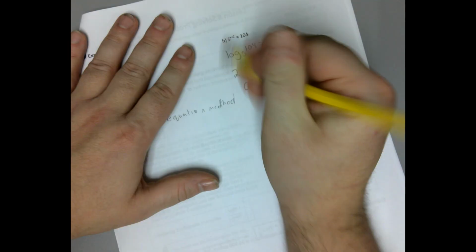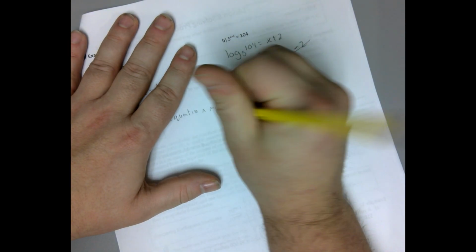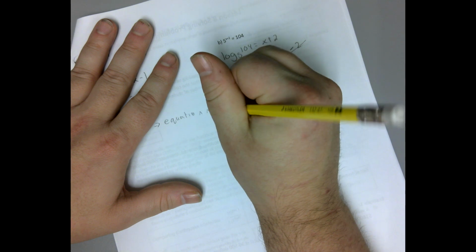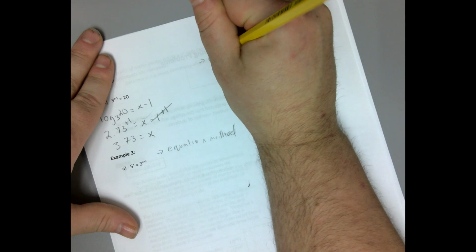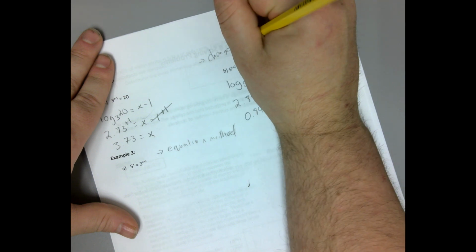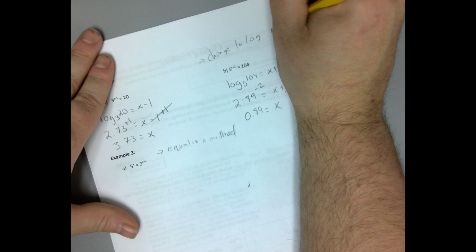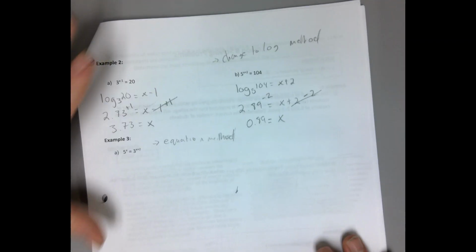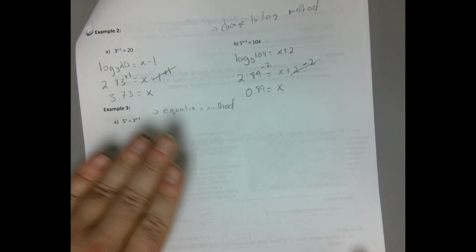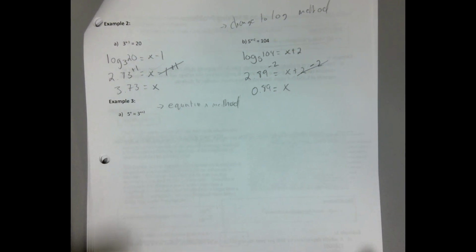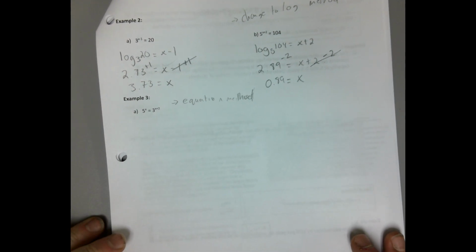Oh, it's really badly written. Here what we did was we did our change to log method. My nice writing there. This next one here, if we have x on both sides, we can't do the change to log one. What we're going to do is we're going to do our equation method. I want to show you why.